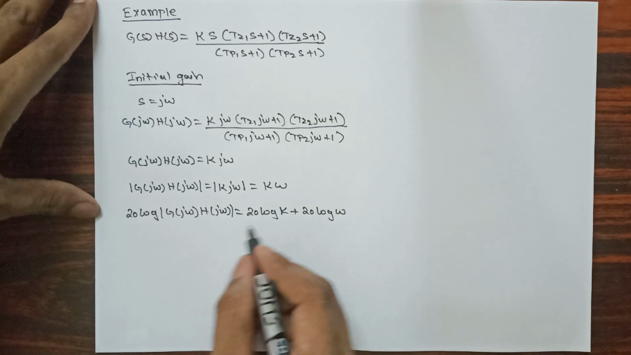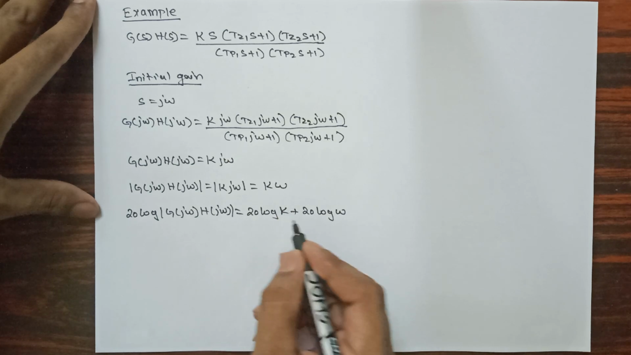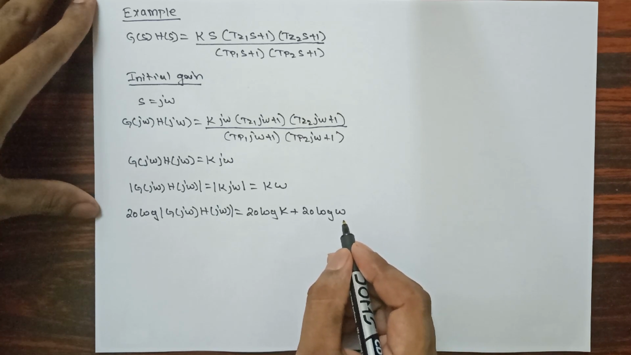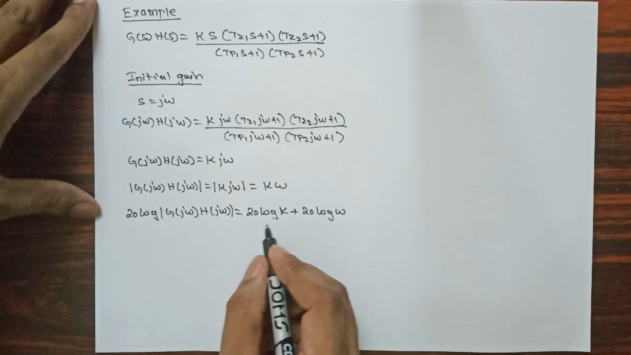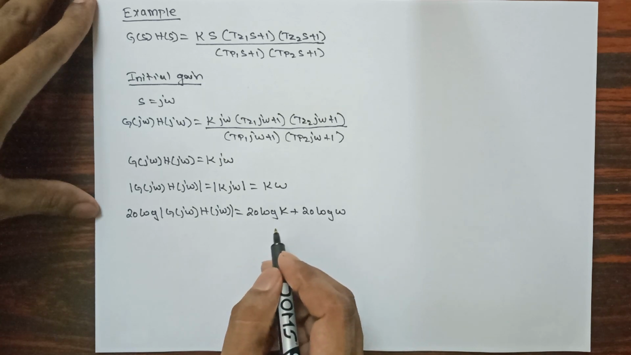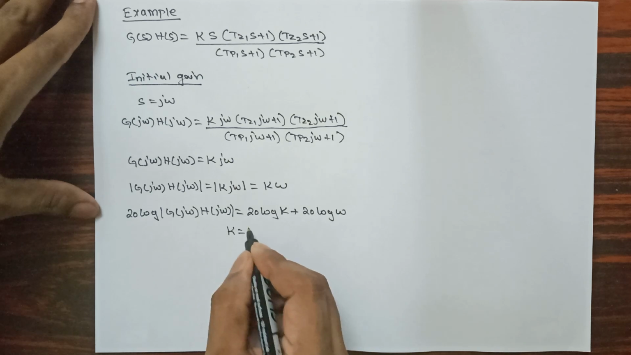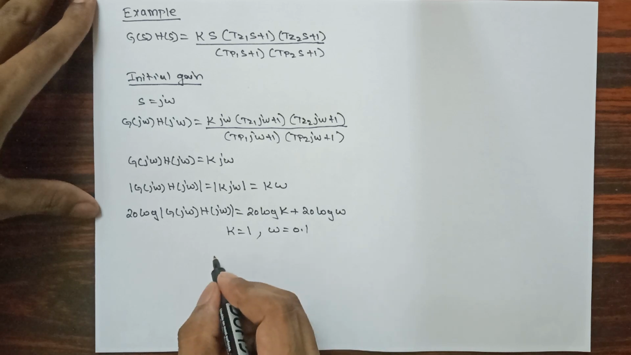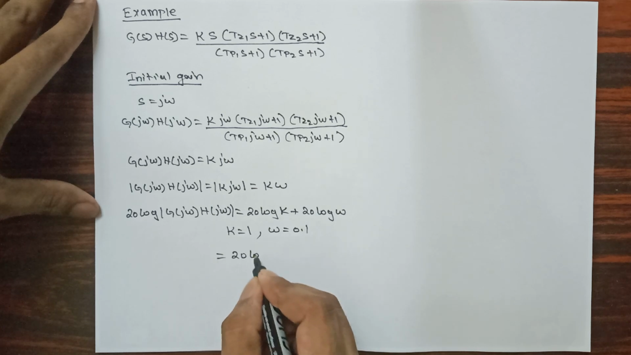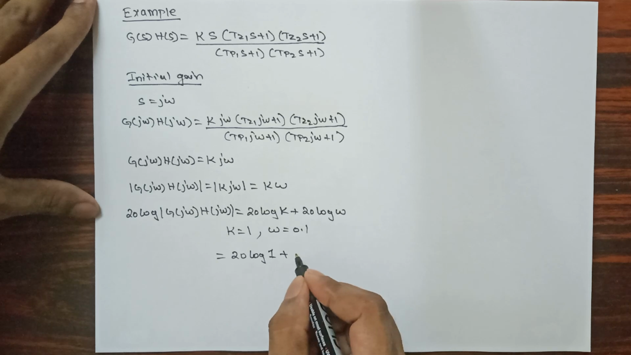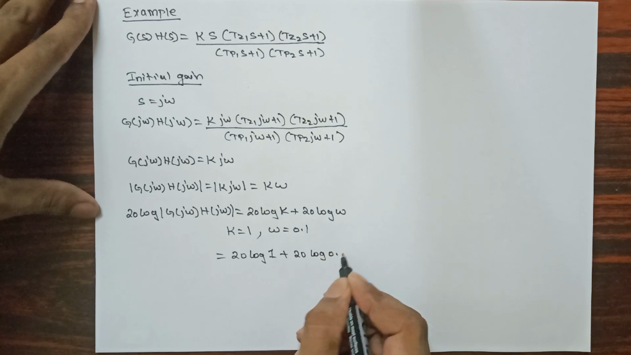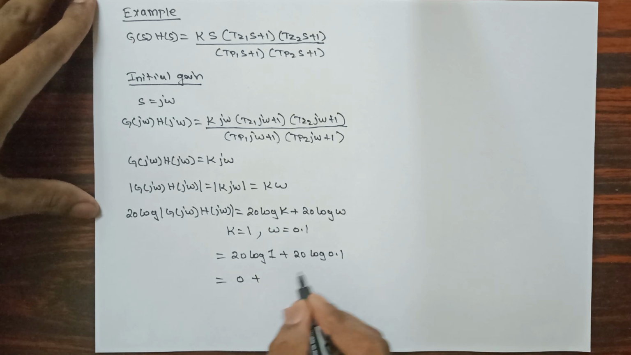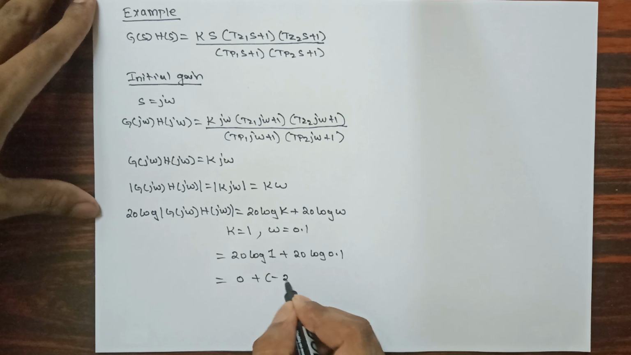Now, as we know, if the K value is given we will substitute that, and the ω value we always consider as 0.1. In this example the K value is not given, therefore I take K equivalent to 1, and ω as 0.1. So I will get 20 log 1 plus 20 log 0.1. As we know, 20 log 1 is 0, and plus 20 log 0.1 gives minus 20.